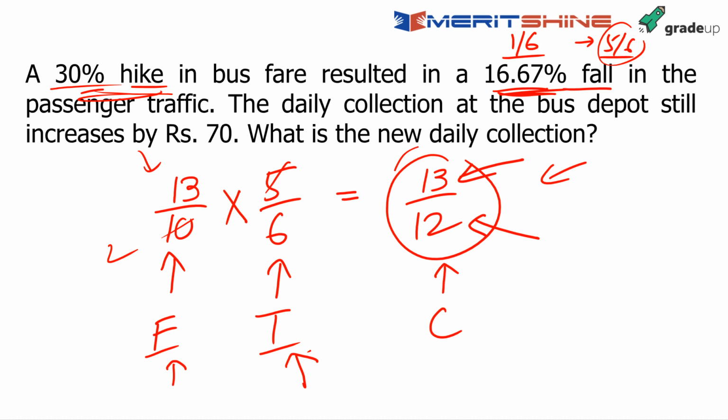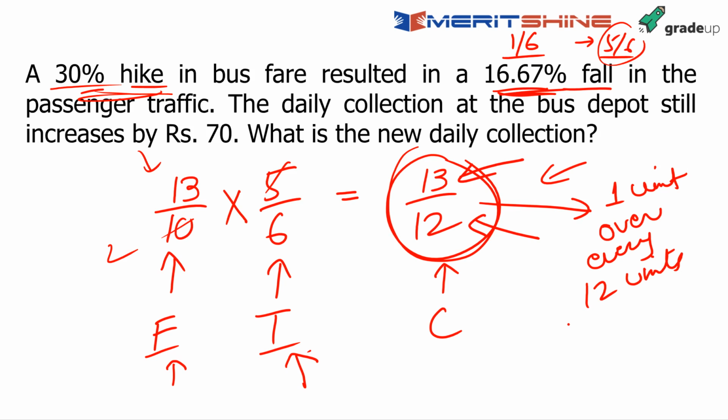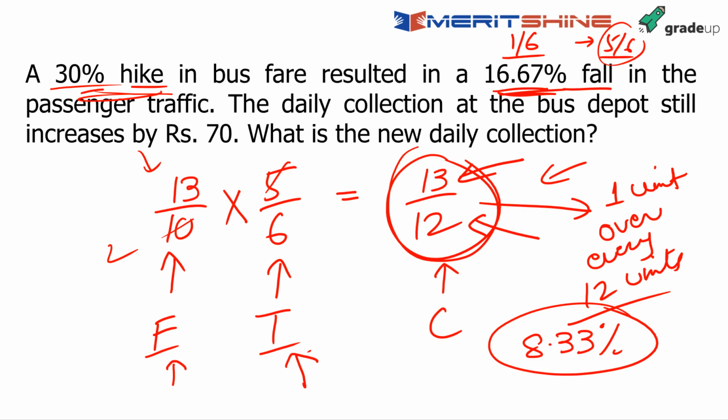What is it now? This 13 by 12 means that it's 1 unit over every 12 units. 1 over 12 is what? If you remember your reciprocals, you know this. So this is 8.33%. What it means is, though I have not asked this in this question particularly, this is an increase of 8.33% in the daily collection. I have written this because I wanted to explain reciprocals. Otherwise, this is not required.